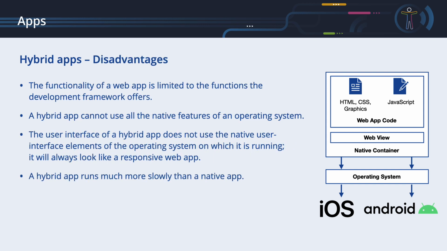Of course, this approach also has its disadvantages. The functionality of a web app is limited to the functions the development framework offers. A hybrid app cannot use all the native features of an operating system. The user interface of a hybrid app does not use the native user interface elements of the operating system on which it is running. It will always look like a responsive web app. A hybrid app runs much more slowly than a native app.